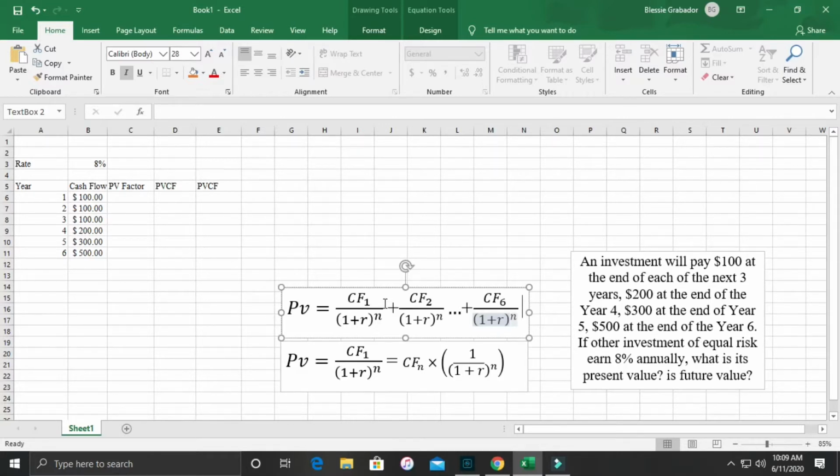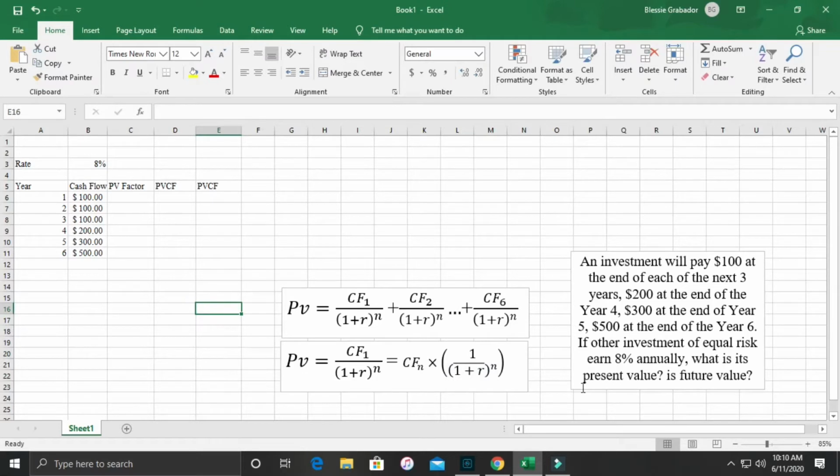So this formula came from the formula for an individual cash flow. We have present value equals cash flow over 1 plus r raised to n. It also equals cash flow multiplied by 1 over 1 plus rate raised to number of years. I prefer using this one, so I'm using this formula.